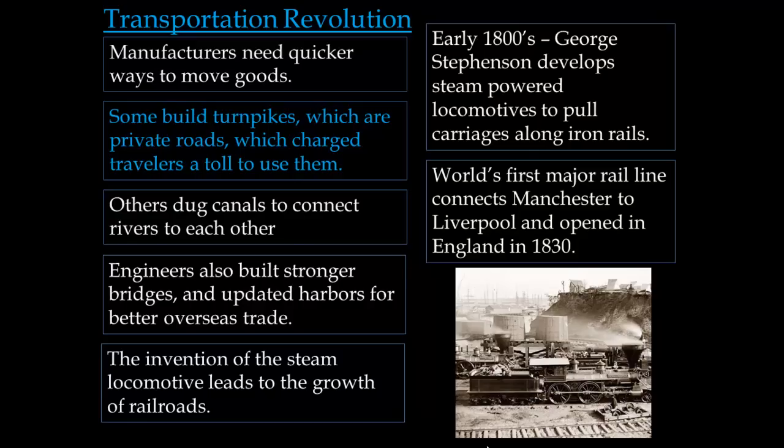And the first major rail line opens in England in 1830 and connects the industrial towns of Manchester and Liverpool. And so the development of the rail line is not only going to help Britain, but also Europe and North America increase its industrial production.